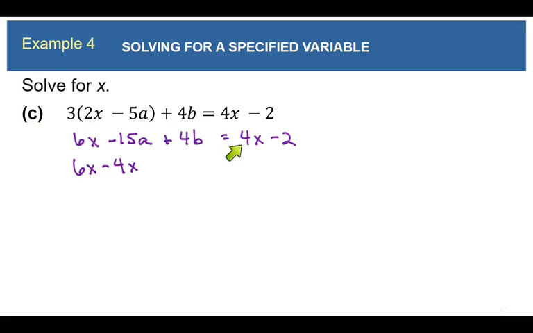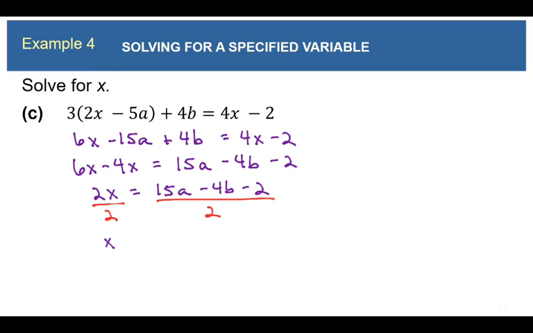So what I've done here is I've brought the 4x to the left side. So of course when you move it across the equal mark it becomes negative. And we'll do the same thing with these two. We'll move them to the right side. And of course when we take them to the right side they change sign. So now we've got 15a minus 4b and the minus 2 still over there. And so now the 6x and the 4x will combine and give us 2x. And now to isolate the x, all I really have to do is divide both sides by 2. And that's done.